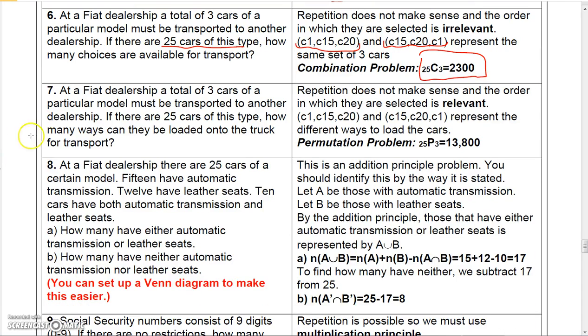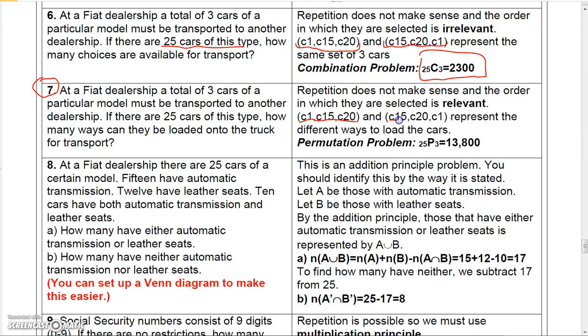Now, if I wanted to know how many ways I could load the 3 cars on the truck, that's a different question. By saying I want to know how many ways I can load them on the truck, they can be in different places, right? So car 1, car 15, and car 20 is one way to load them.